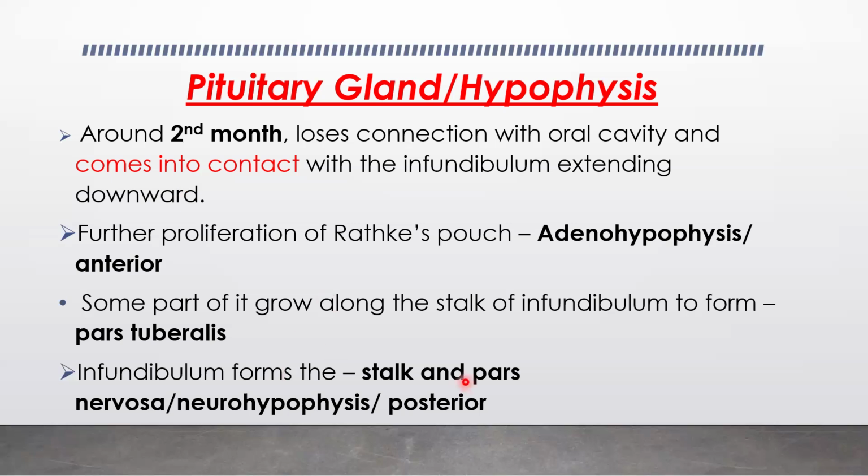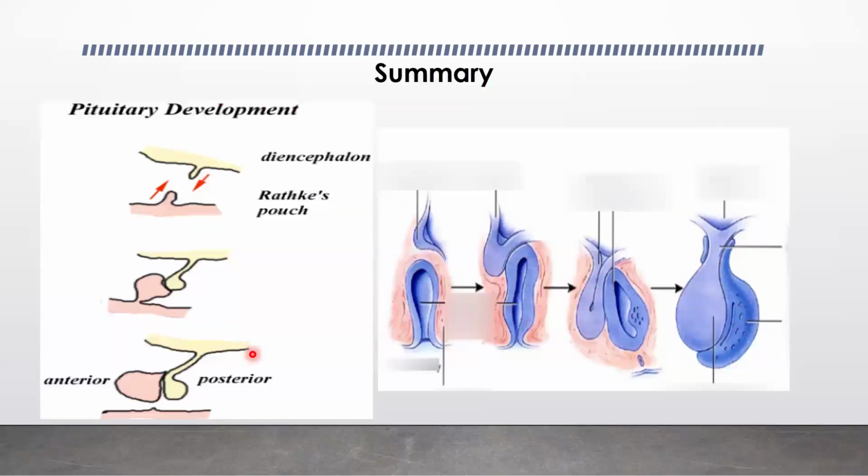Then the infundibulum forms the stalk and the pars nervosa, or the neurohypophysis, the posterior part of the pituitary gland. So the infundibulum, given the fact it's coming from the nervous tissue, forms the neurohypophysis. Then, of course, the adenohypophysis coming from the Rathke's pouch will form the anterior pituitary gland. I hope that's clear. So here is a better image showing us the summary between the two.